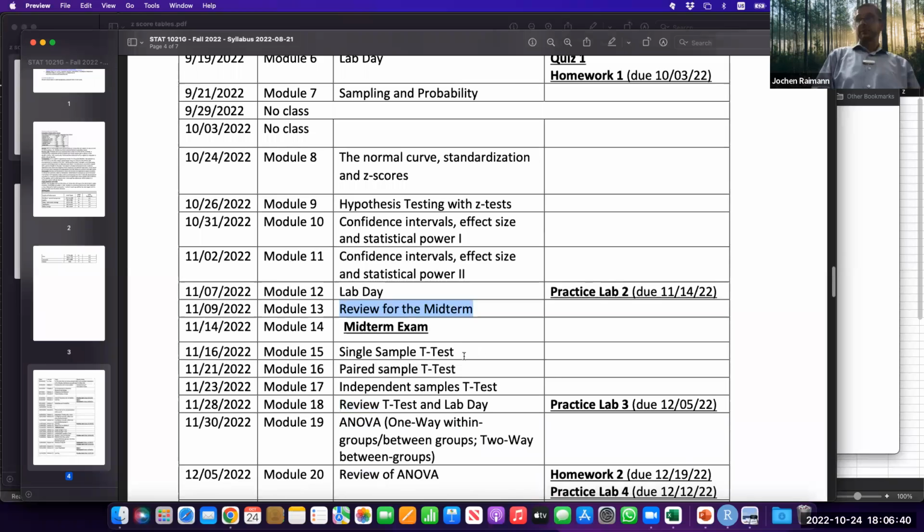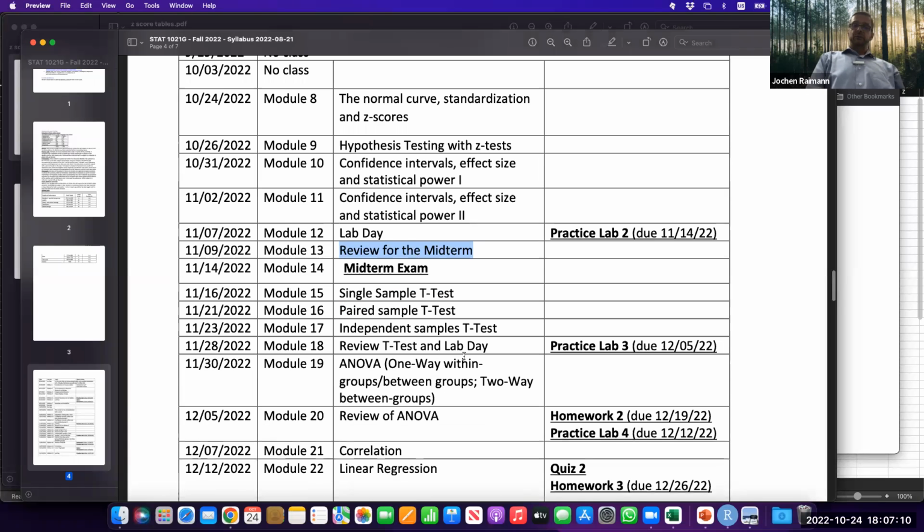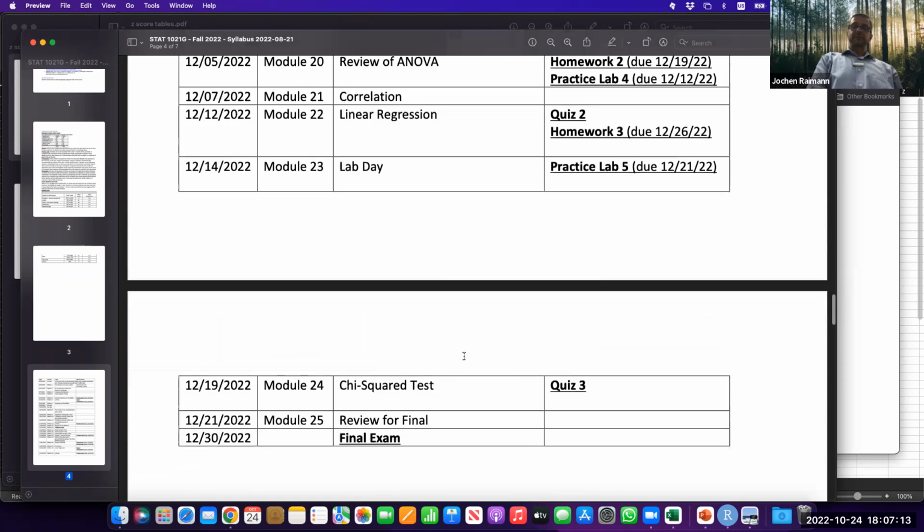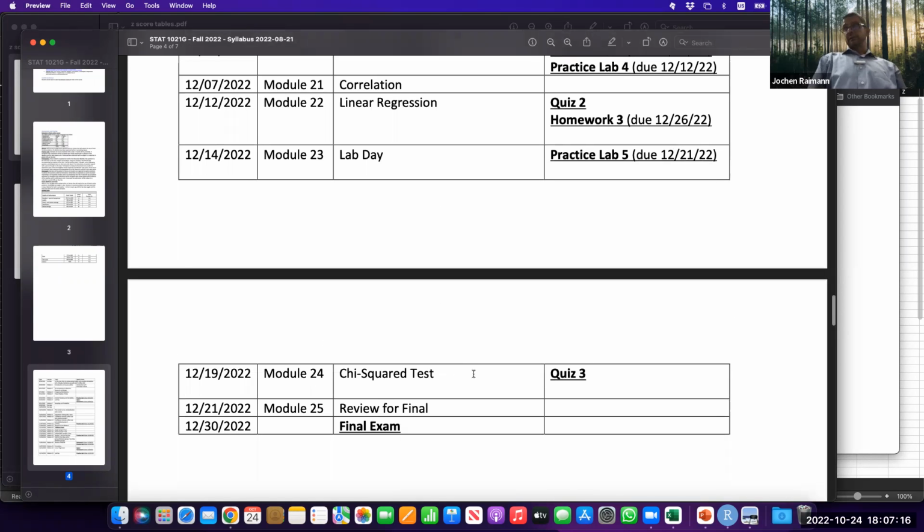So this is chosen by design because I wanted to split the class into that part that essentially does the descriptive statistics, starts a little bit with inferential statistics, but basically here after the midterm, it's going to get more involved. So it's going to be single sample t-tests. We're going to get into the t-distribution. We're going to do analysis of variance where we have several groups, and then get into regression methods, and then conclude with chi-squared as the last test that we will discuss.